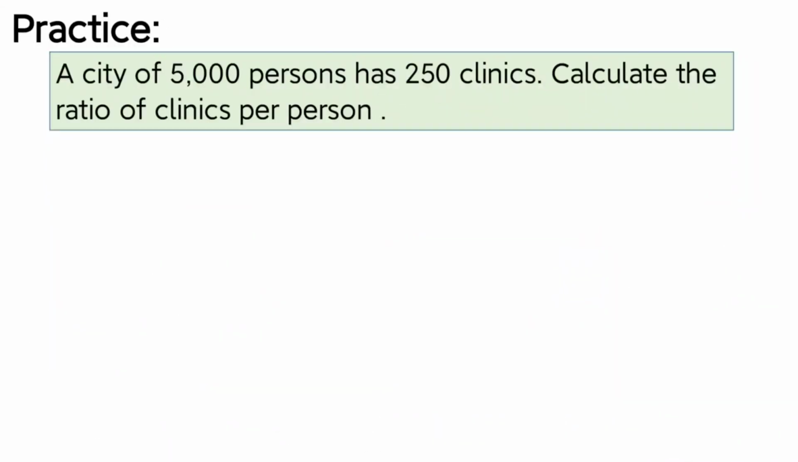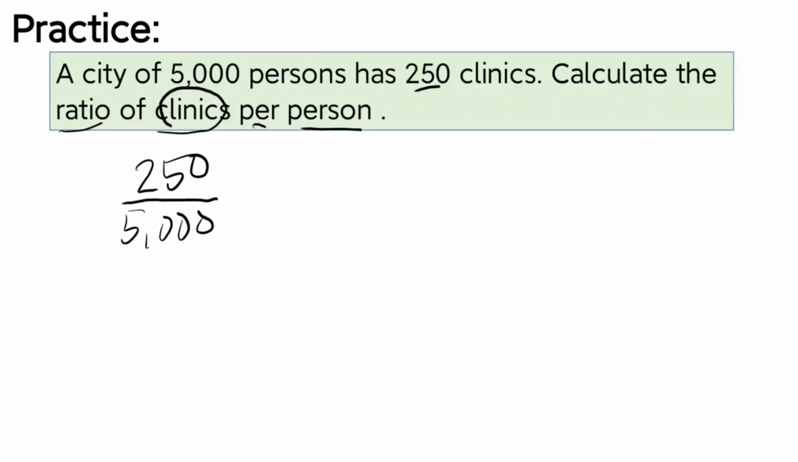So, next. Okay? You can pause the video and then try to answer this. Simple lang naman to. Sabi niya, calculate the ratio of clinics per person. Okay? If you're already finished, let's try to answer it. So, 250, yan yung A mo niyan, and then yung B mo is 5,000. So, bakit? Kasi, calculate the ratio of clinics per person. So, una yung clinics, and then, person. Okay? So, ganun lang siya kasimple, di ba?